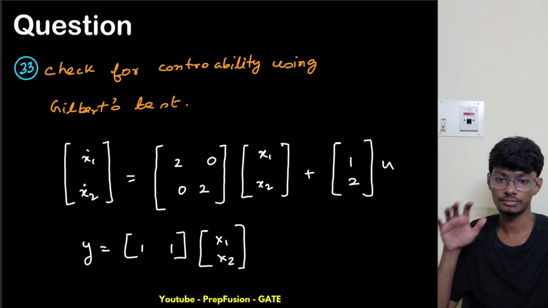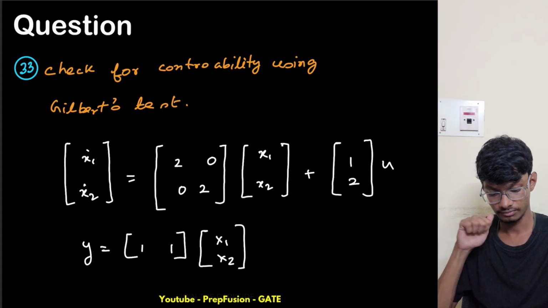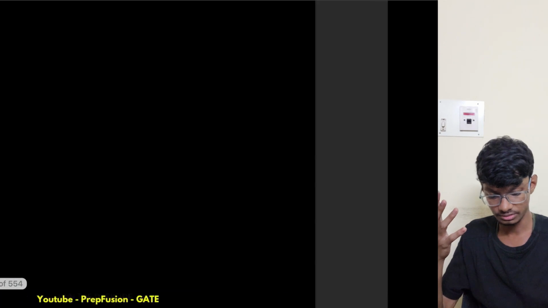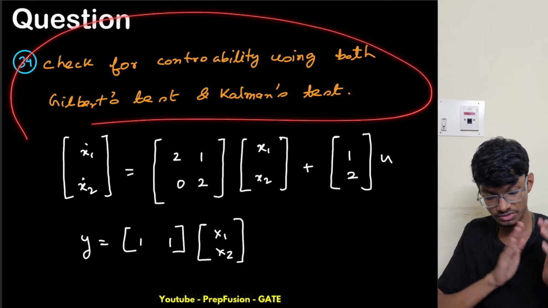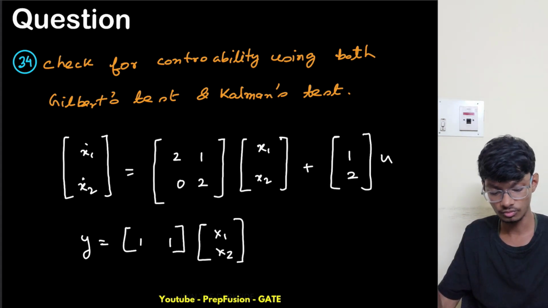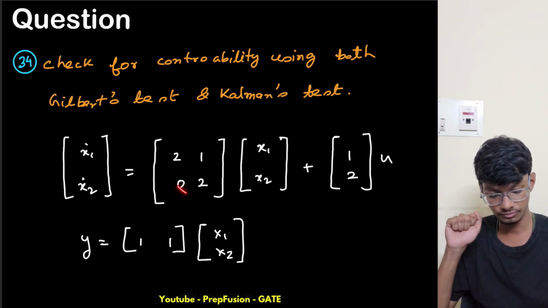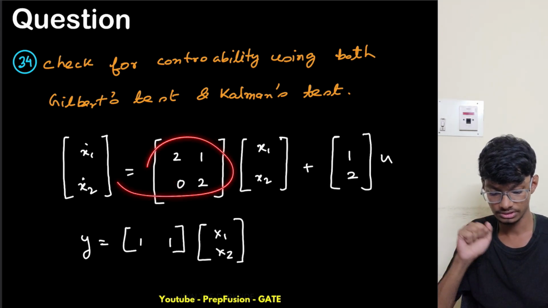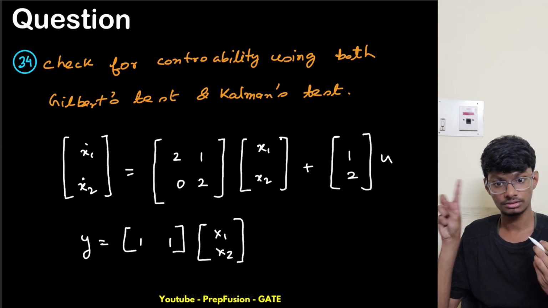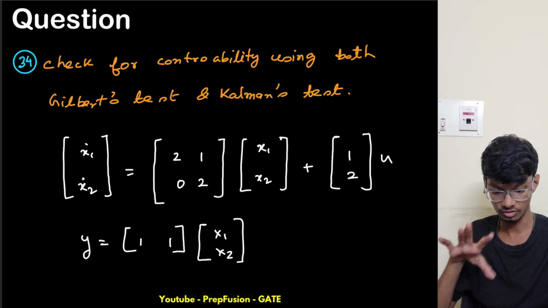Now this is a simple question for a simple diagonal matrix. We have to check for controllability using Gilbert's test. And we have another question here. Again we have to check for controllability using both Gilbert's and Kalman's test. This is the example that I took. Here we have a Jordan block, so this is not a simple diagonal matrix. So again we'll apply Gilbert's test with the other two rules, for repeated eigenvalues, and check for controllability.